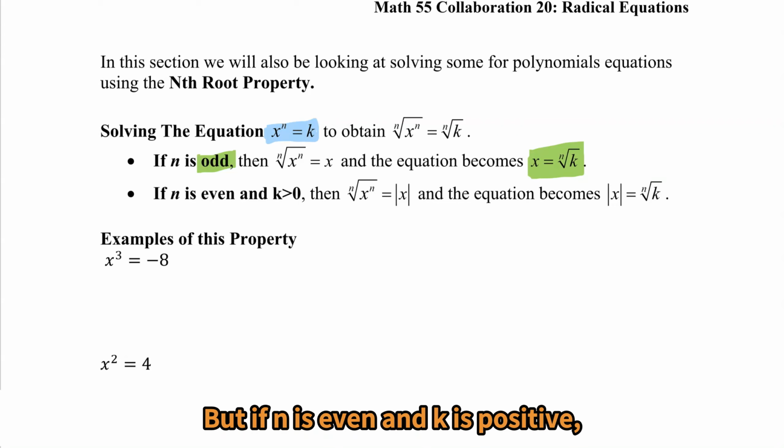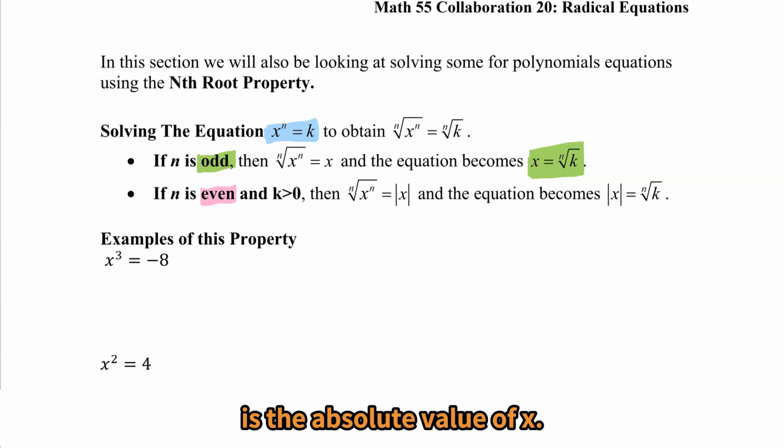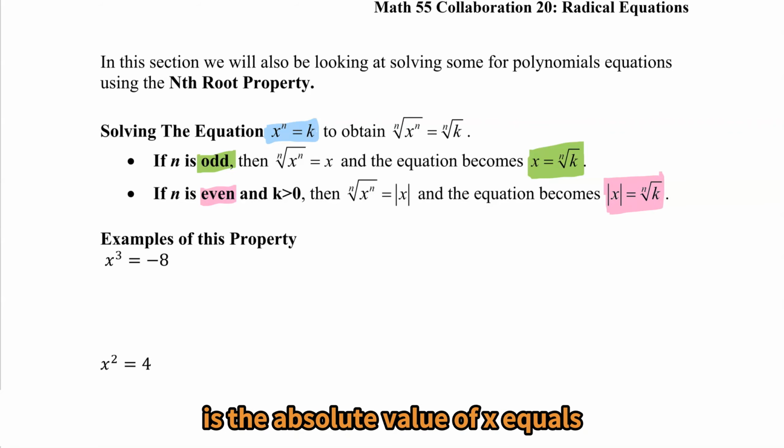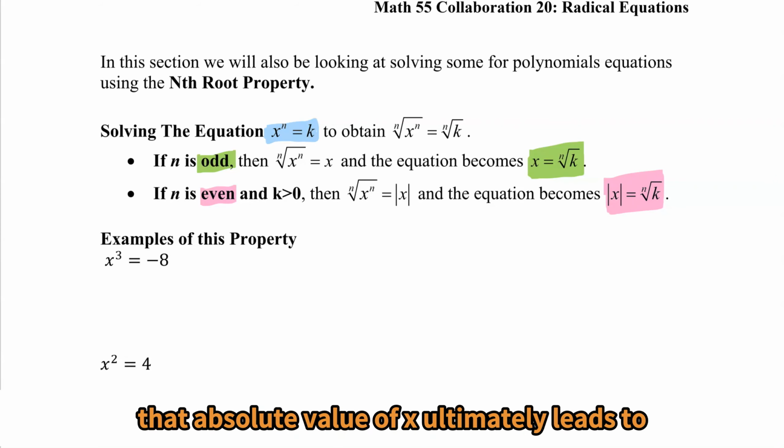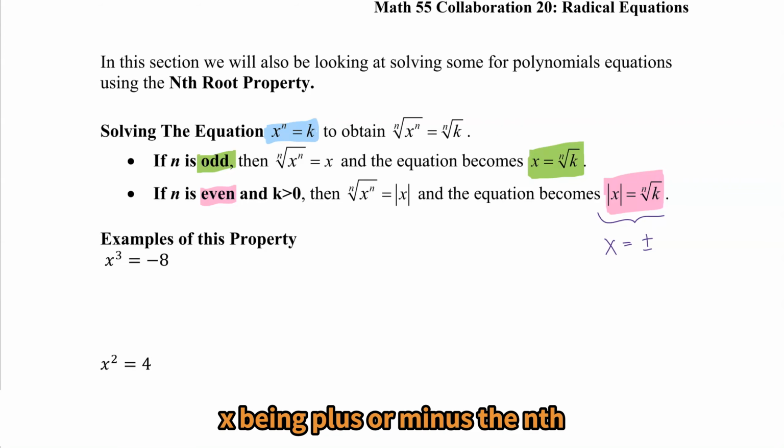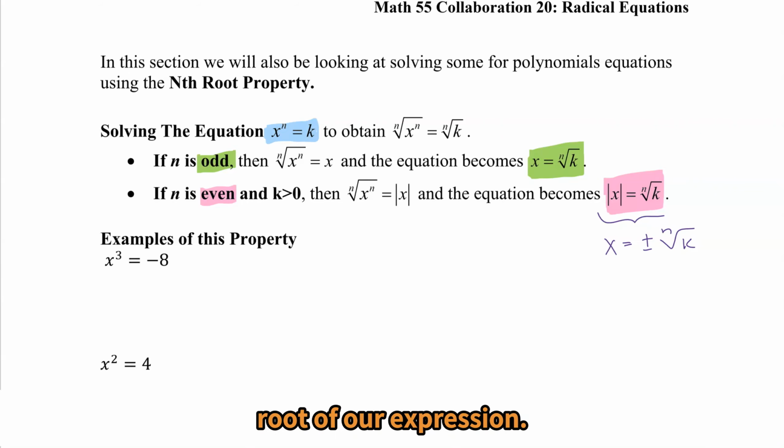But if n is even, and k is positive, then the nth root of x to the n is the absolute value of x. And our equation is the absolute value of x equals the nth root of our expression. That absolute value of x ultimately leads to x being plus or minus the nth root of our expression.